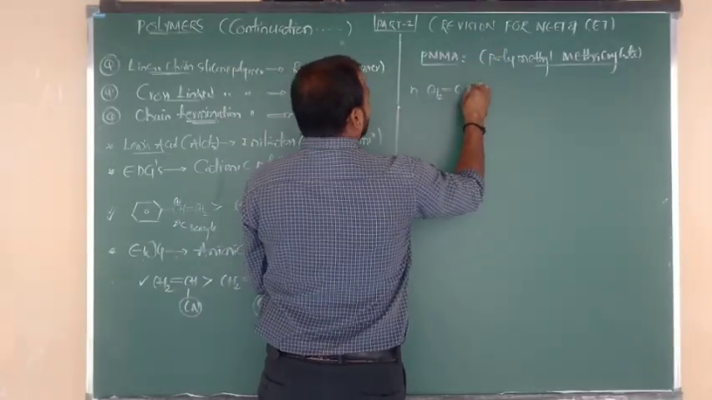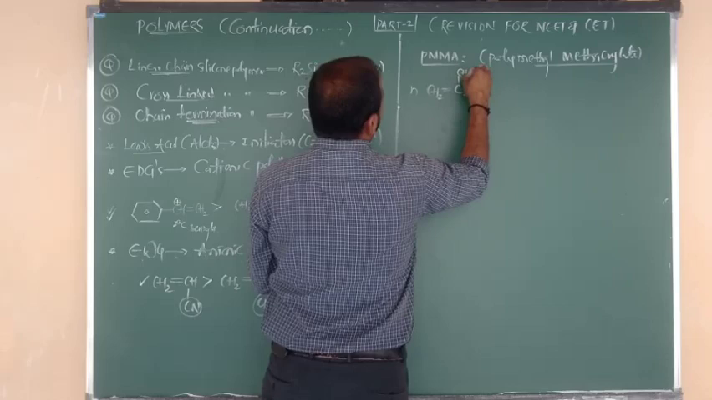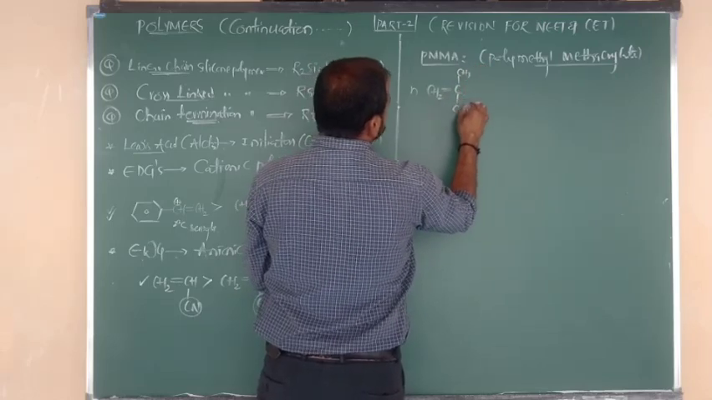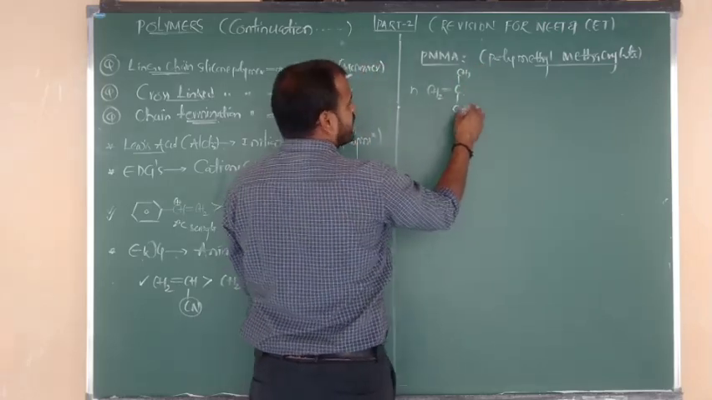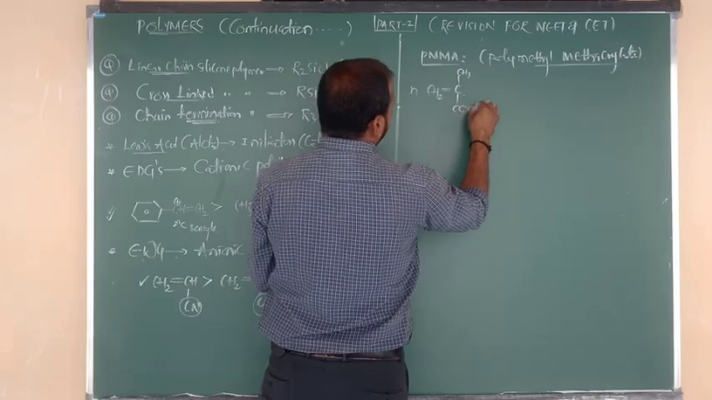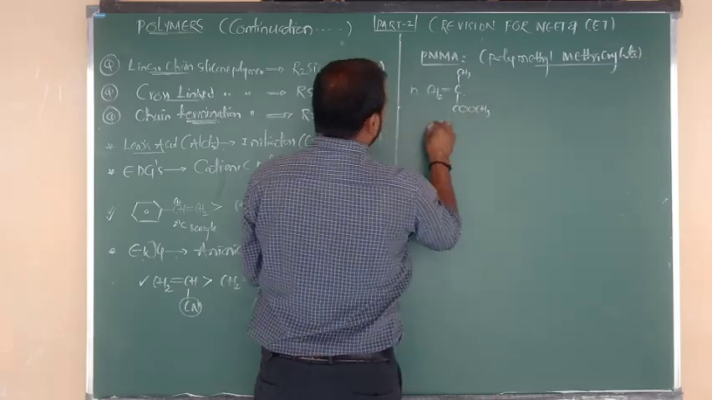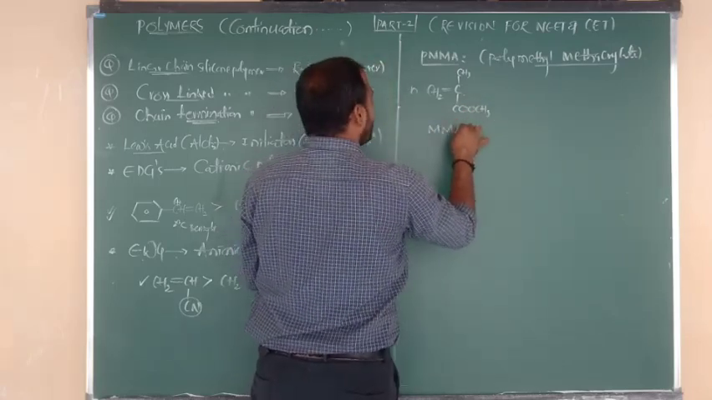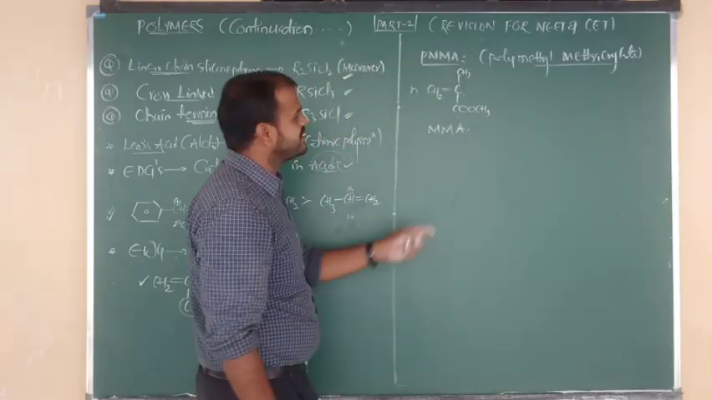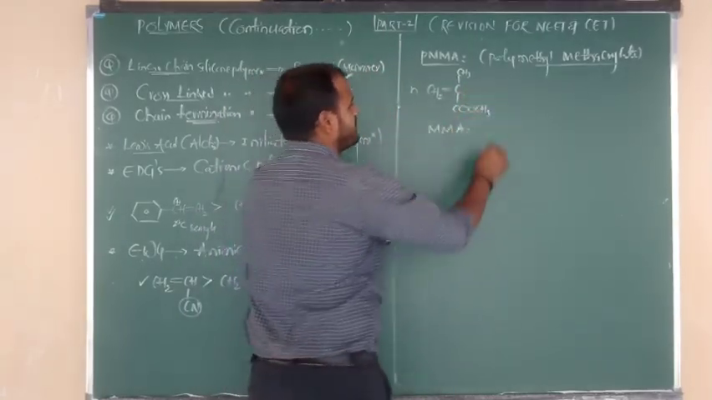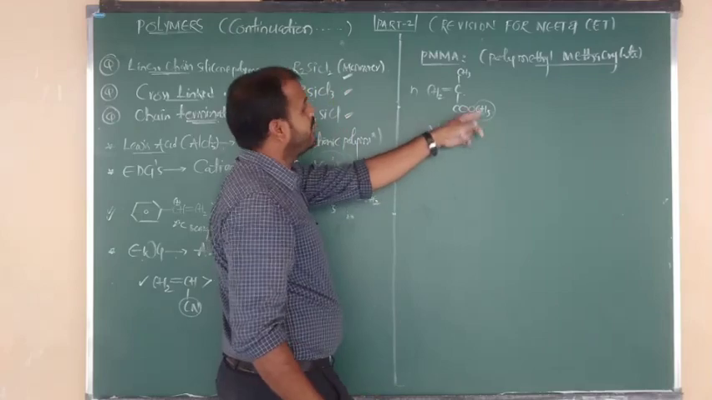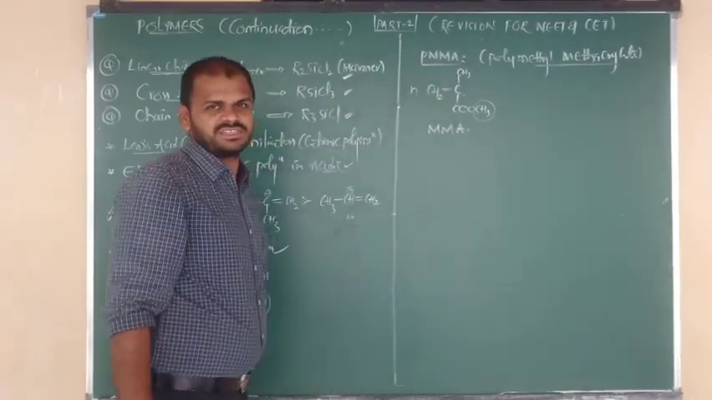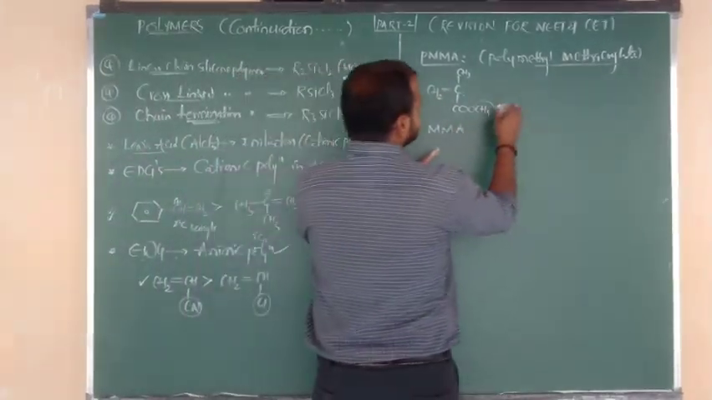Here one of the carbons is replaced by a methyl group, and on the other side, another carbon is connected to the ester form, COOCH3. This is the structure of what, beta? MMA, meaning methyl methacrylate. This is the structure. One type of ester, beta.